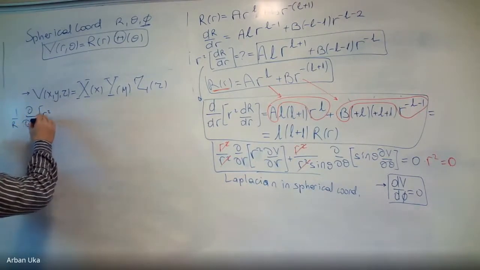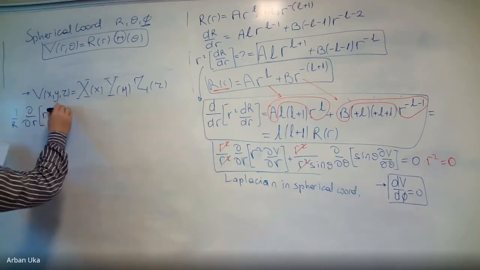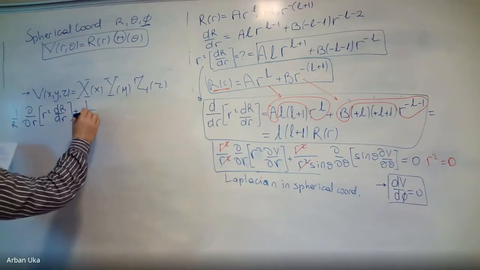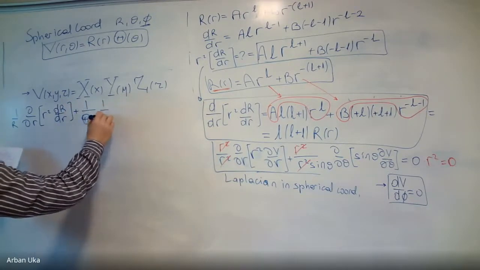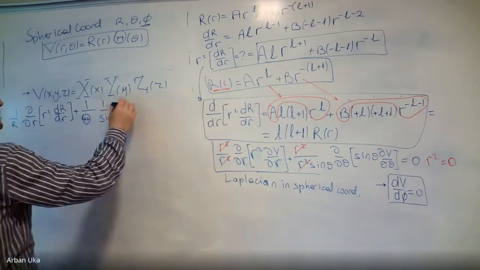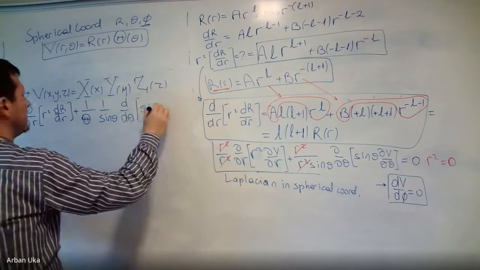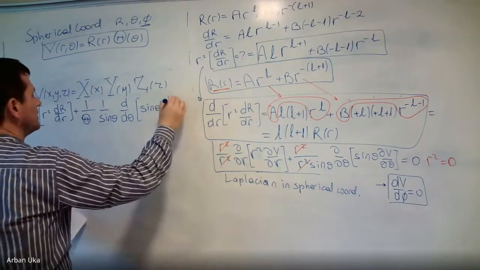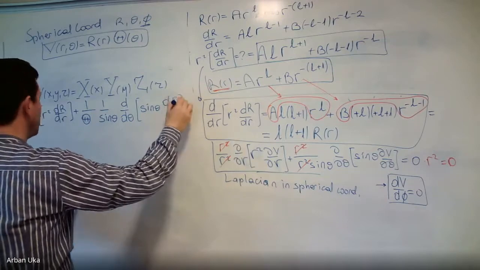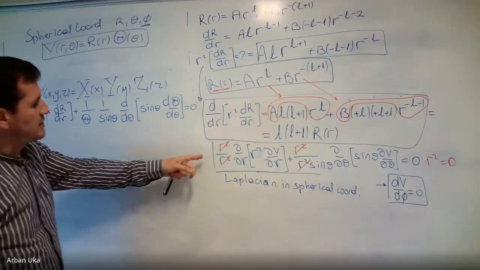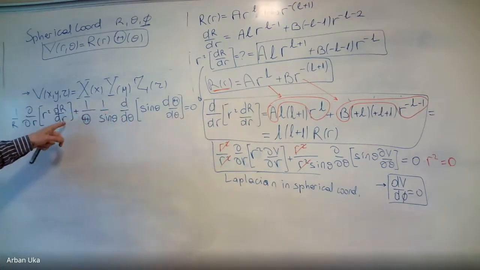1 over R times d over dr of r squared dR over dr, plus 1 over Theta times 1 over sine theta, d over d theta of sine theta d Theta over d theta. This is all equal to 0. So this was the Laplacian in the spherical coordinate system. Once it is separable, we get this.